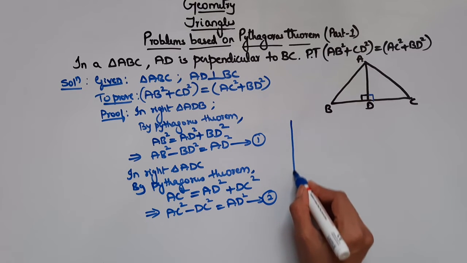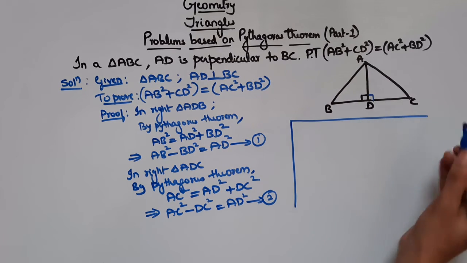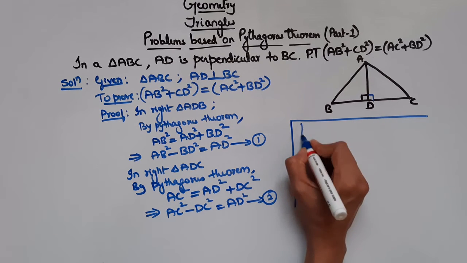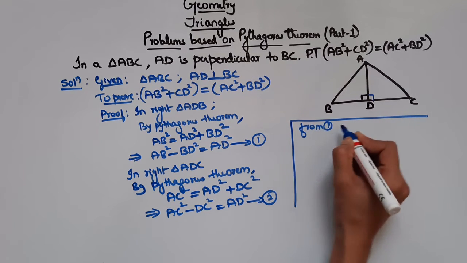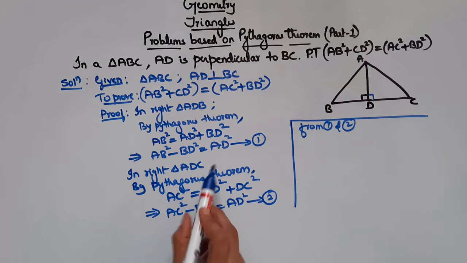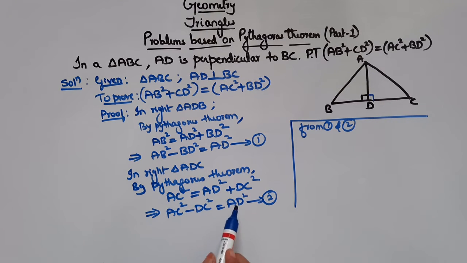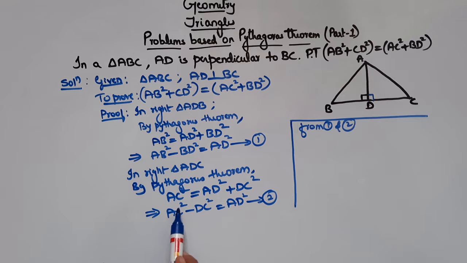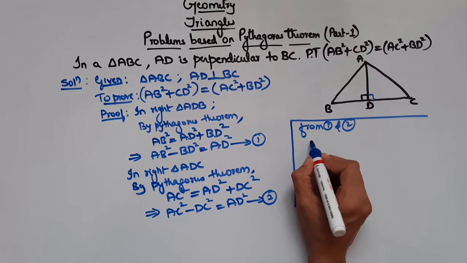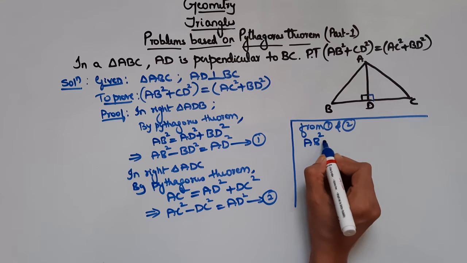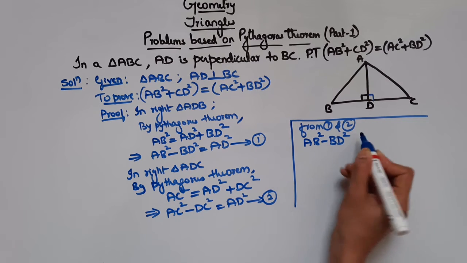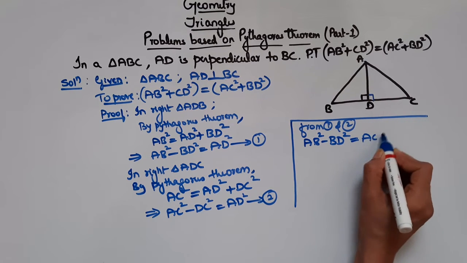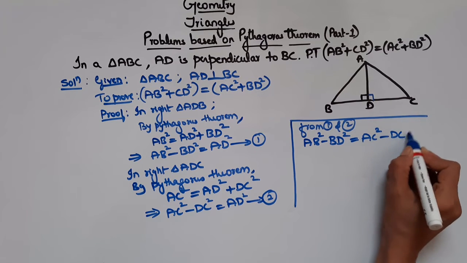So let me continue here. From equation 1 and 2, the right hand side is AD square. So we can say AB square minus BD square is equal to AC square minus DC square.